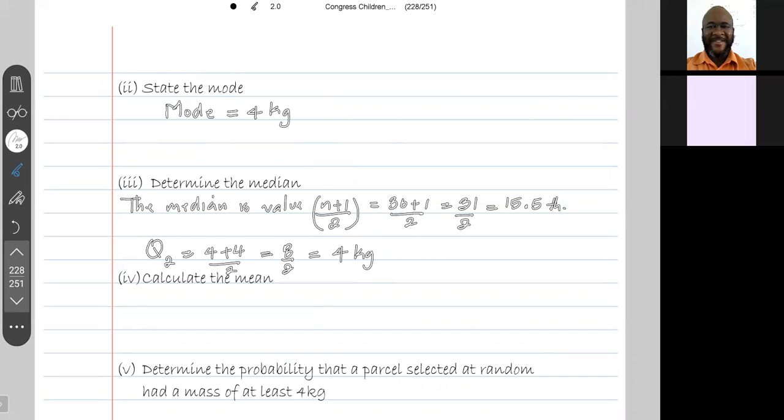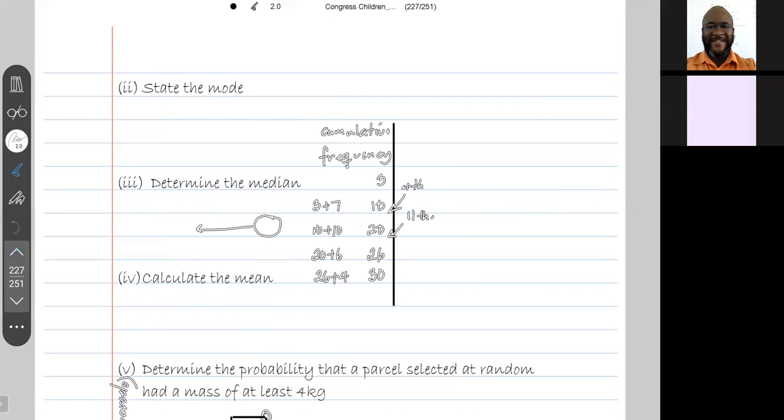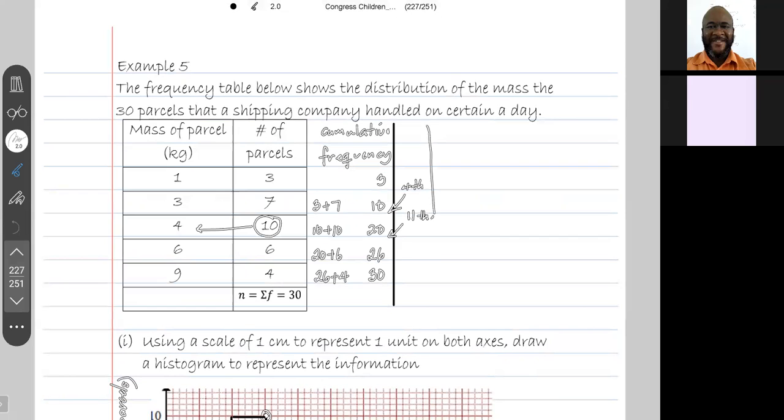Guys, next we are asked for the mean. For ungrouped data, the mean x bar is equal to the sum of fx divided by n. Going back to the table, I need to set up a column called FX. So FX, which is frequency times value.